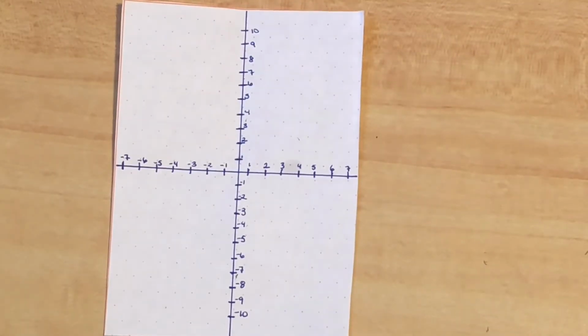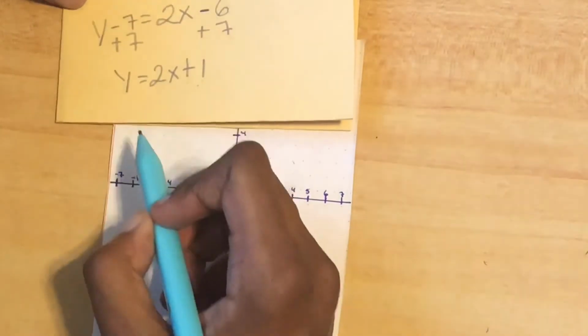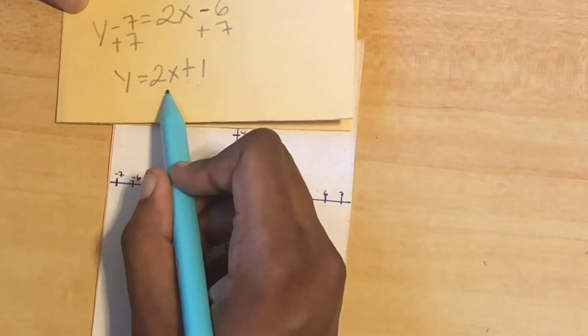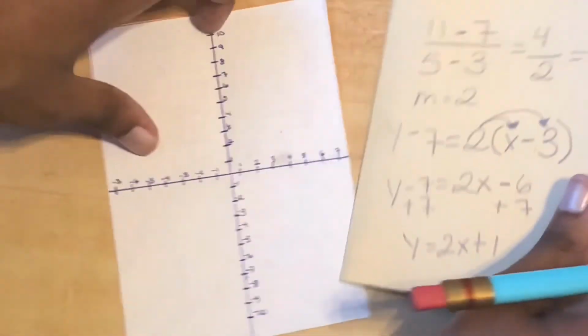So now that you know how to solve a linear equation, I'm going to show you how to plot or place them onto a graph. So I'm going to use one of our previous examples. So I'm going to use this one here. So y equals 2x plus 1. That's the example that I'm going to use to show you to plot on the graph.